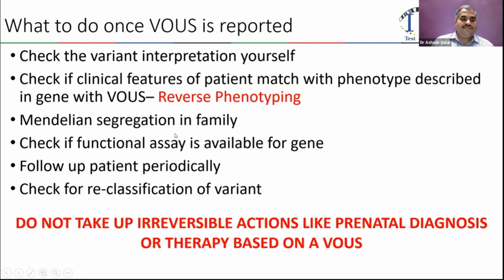However, if you are not able to classify a variant, then follow up the patient periodically and check for reclassification of the variant. This classification will keep on changing as more and more evidence becomes available in different databases. However, a very important thing to remember is do not take up any irreversible actions like prenatal diagnosis or therapy based on a VOUS. A variant of uncertain significance should be retained as a variant of uncertain significance, and any irreversible action like prenatal diagnosis or treatment of the disorder should not be done based on this kind of variants.